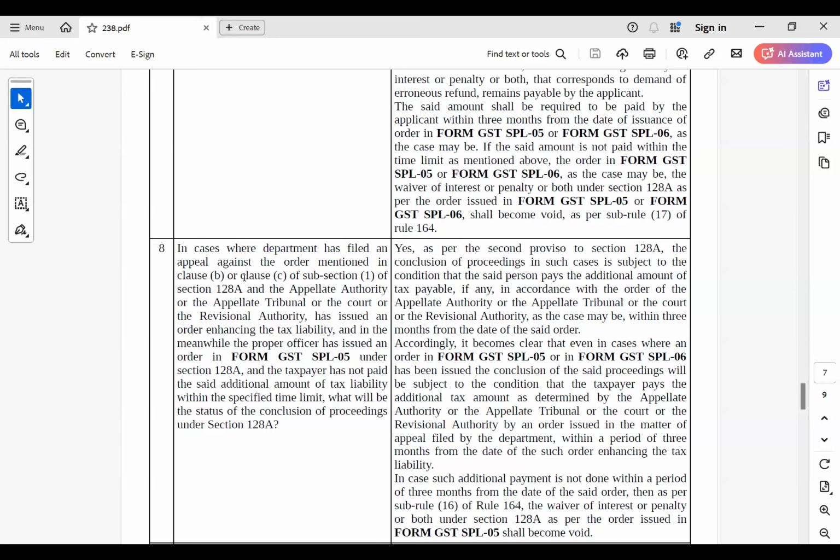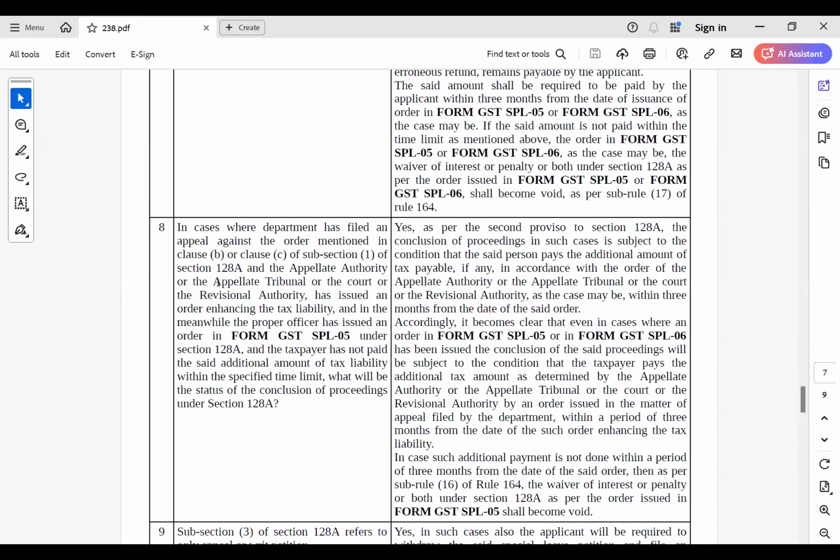Any other views from the members? Maybe Annapurna madam, I'm sure you are noting this because this is also kind of like FAQ 4, an issue that would come up. So let's park it for the discussion with the CBIC for the next settler.